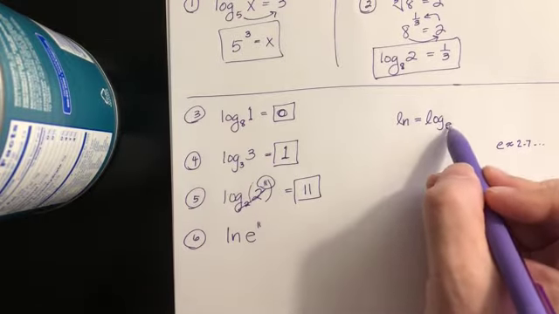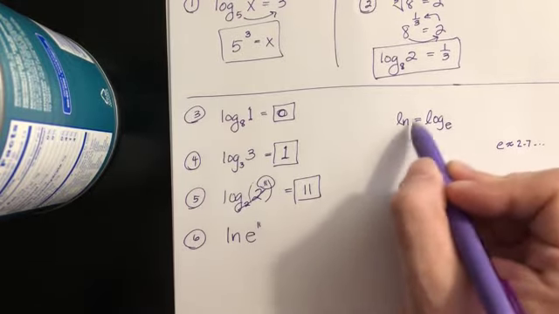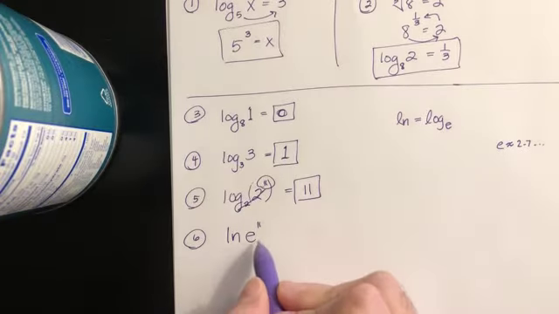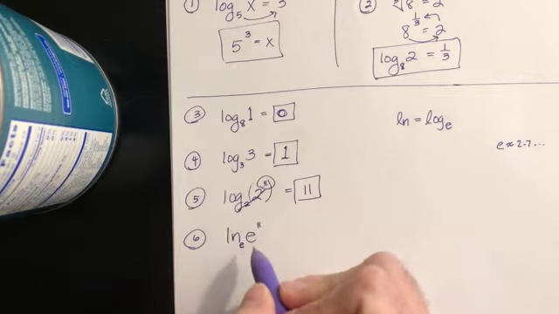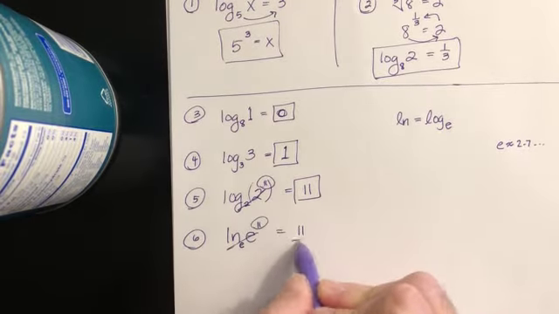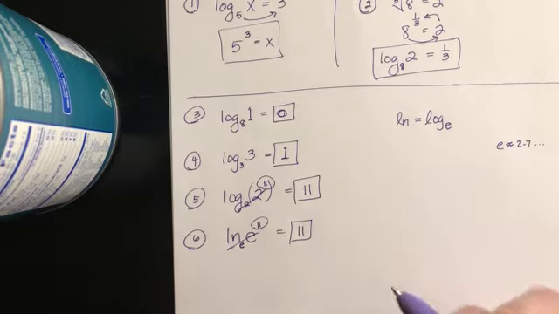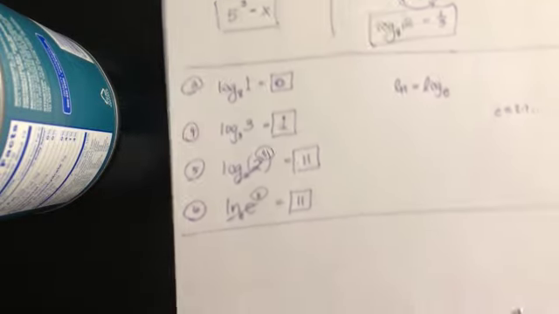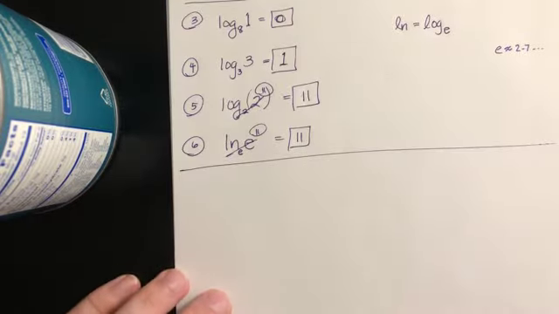So if it's log base e, rather than writing it like this, we write it like this. So the ln of e to the 11th actually has a base of e. And just like with the 2's, they're going to cancel, and you're going to be equal to 11. Okay? So those are basic properties of logarithms.